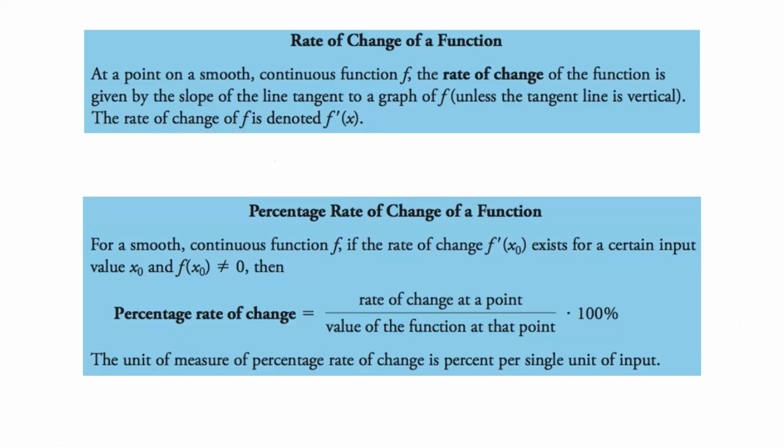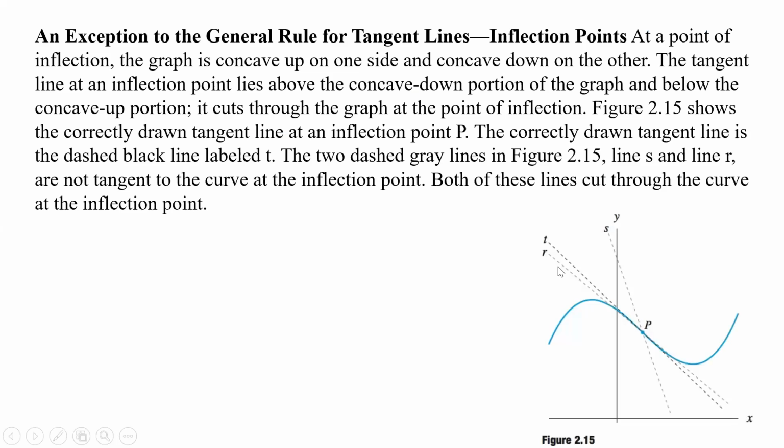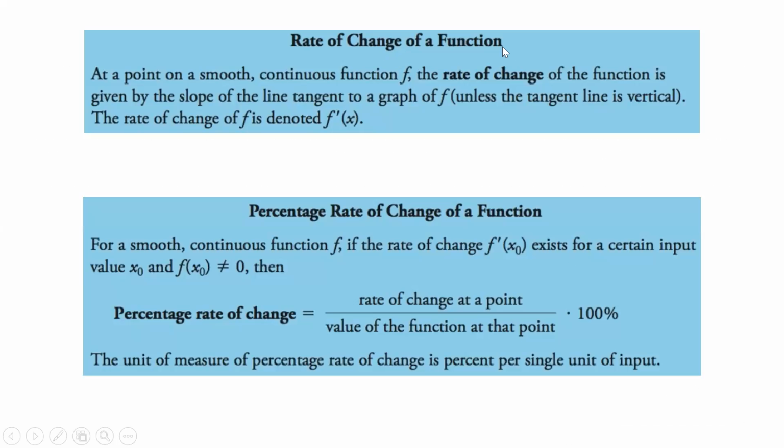So we have a rate of change of a function. At a point on a smooth continuous function f, the rate of change of the function is given by the slope of the line tangent to the graph. So we find the slope of that tangent line, and that's going to give us the rate of change. Of course, unless the tangent line is vertical, then we don't have a slope there. And so our rate of change is now denoted as f prime of x.